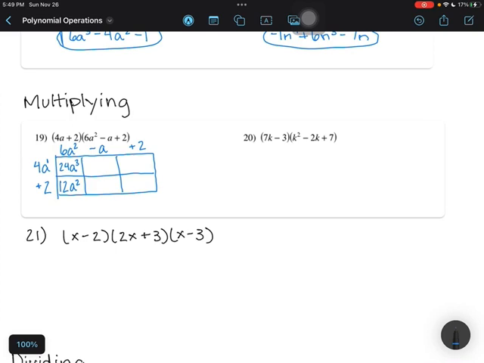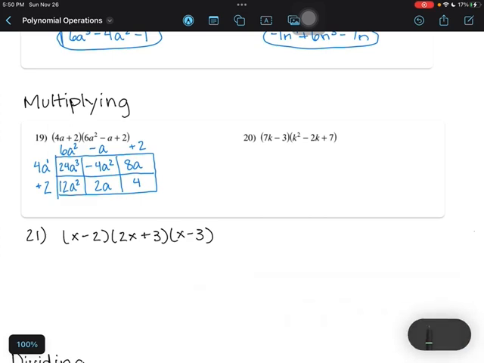And then we go to the next one. So negative a times 4a will be negative 4a squared. And negative a times 2 should be negative 2a. And then 2 times 4a, which is 8a. And 2 times 2, which is 4.